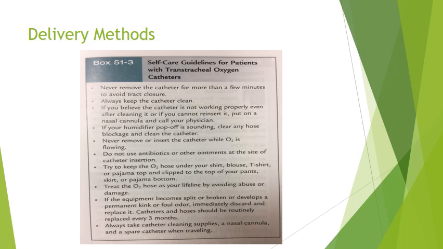In this box, 51-3, it has the guidelines that are told to the patient with the transtracheal oxygen catheters. There's a lot of information on here that you can read on your own, but I just want to point out that if the equipment becomes split or broken or develops a permanent kink or foul odor, immediately discard and replace. Catheters and hoses should be routinely replaced every 3 months.